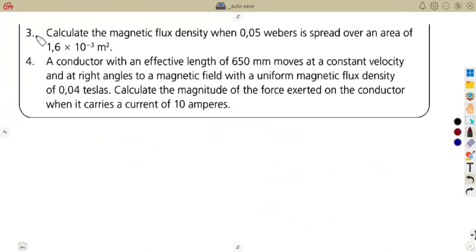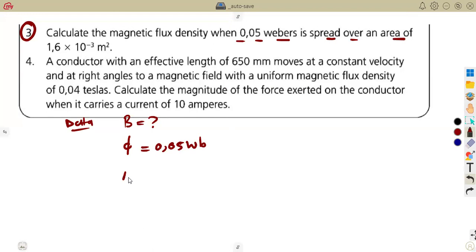Let's consider the third question. Question number 3. Calculate the magnetic flux density when 0.05 Webers of flux is spread over an area of 1.6 times 10 to the exponent of -3 square meters. They want you to calculate the magnetic flux density.